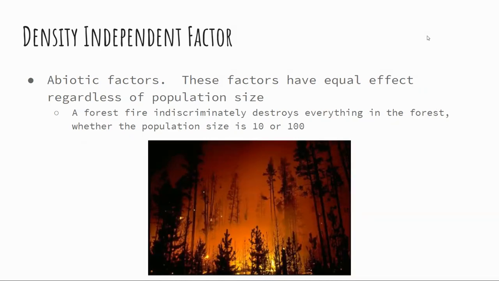Density-independent factors are abiotic factors, and these factors have an equal effect on an organism regardless of population size. An example of this is forest fires. Forest fires are going to destroy everything in their path, regardless of the population size of organisms. It doesn't matter if there are 10 or 100 organisms, the population is going to be affected the same.